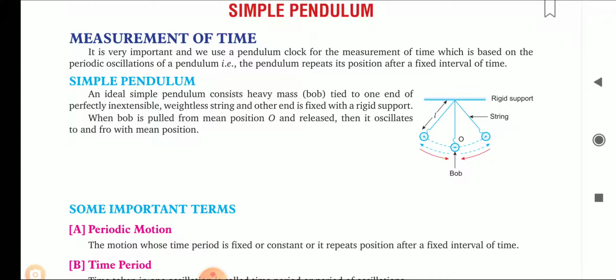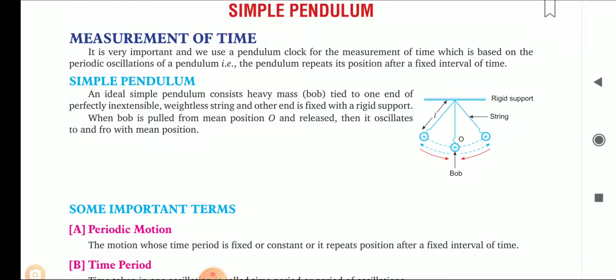If the bob is displaced from its mean position, it continues its to and fro motion repeatedly, and that motion will continue until there is damping. When the applied force is damped, it will stop, otherwise it will go on oscillating, from the mean to the extreme, then from the mean to the extreme on the other side. So this is its basic construction: one string, one bob, and one rigid support.